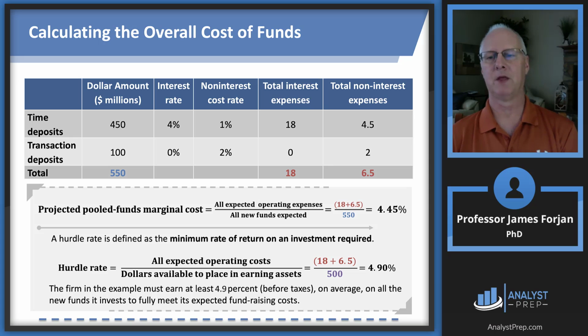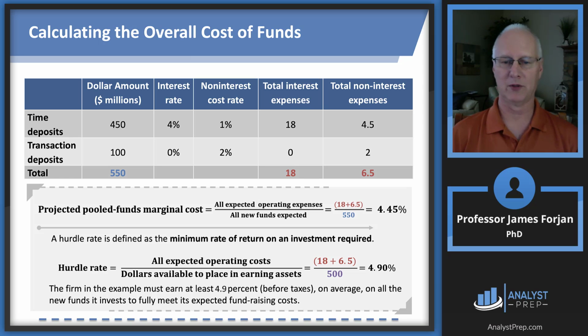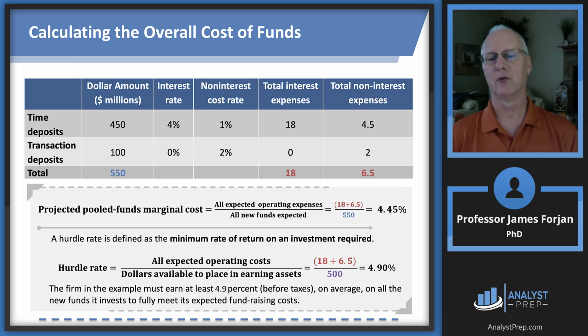So if I sum those, what do I get? That's 24.5. So the pooled funds marginal cost, now this is projected, of course, is the 18 and the 6.5 divided by the total funds available, which was 550, so that gets us 4.45%. To get the hurdle rate, we're going to take that same numerator, the 24.5, but we're going to divide it by the dollars available to place in the earning asset. So that hurdle rate is 4.9%.